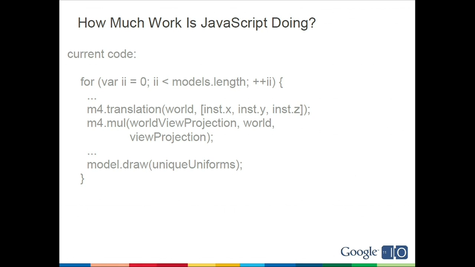But those two things represent a lot of work. Making a translation matrix is filling out a 16-element matrix. Multiplying two matrices is 64 multiplies and 16 adds or something like that. It's a lot of work. And we're doing that 10,000 times per frame.